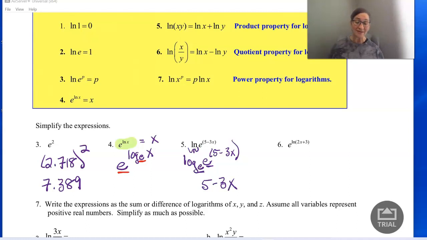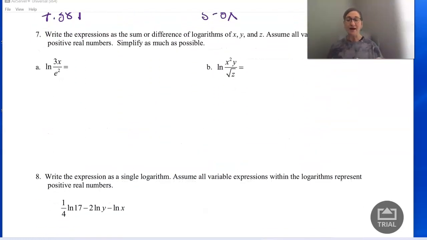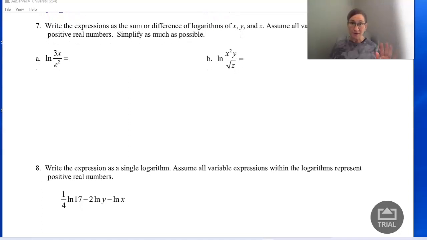So what is this last one? 6. It would simply be 2x plus 3. I know. You just need to kind of get comfortable with these and practice. It really is helpful if it's not intuitive to you to substitute log base e every time you see natural log. You can go back and forth. It's totally fine.